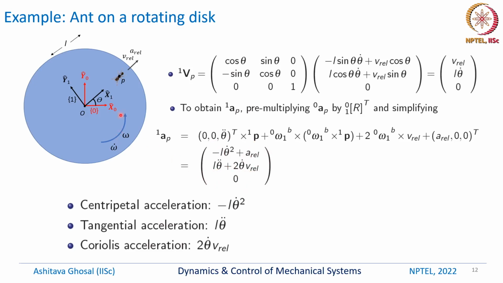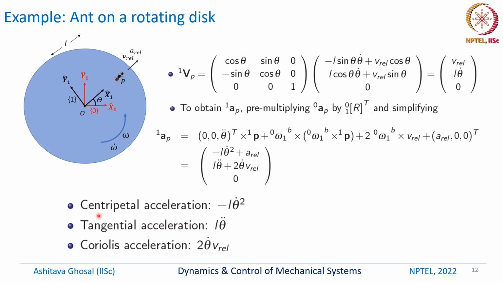What you can see is that there is an acceleration towards the origin, and then there is an acceleration of the ant going away from the origin. That is the X component. Then we have this L theta double dot, which is the tangential acceleration, but this is the other term, which is the Coriolis term, which is acting along the Y direction.